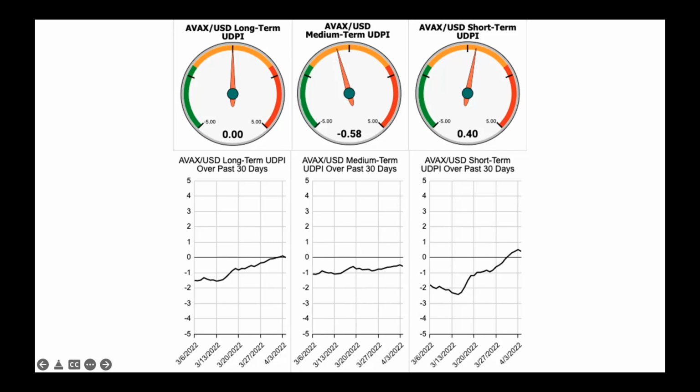So that's a bit about the fundamentals as they look right now for Avalanche and the AVAX token. That's a bit about the technicals on the price chart and the upside downside potential indicator.